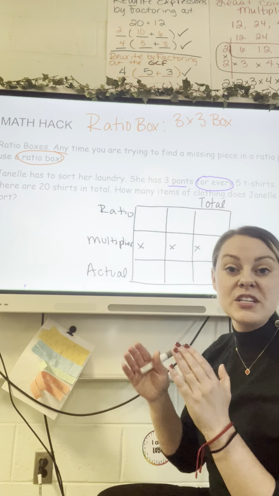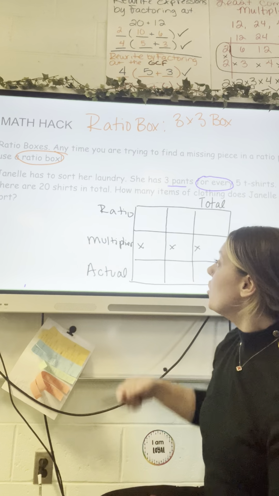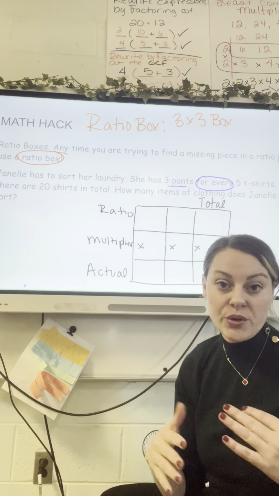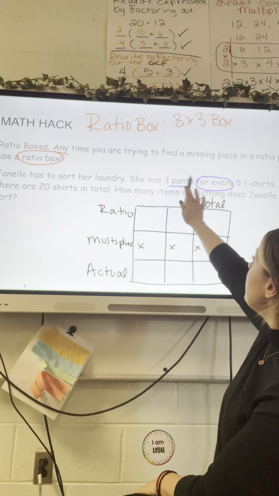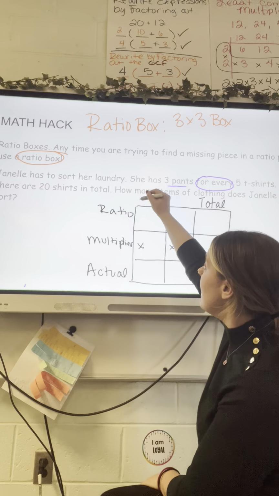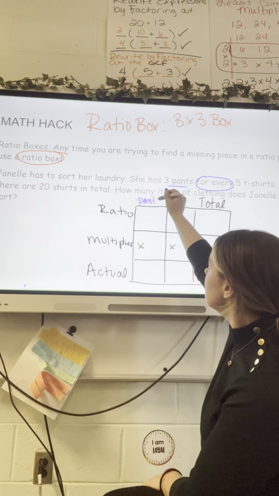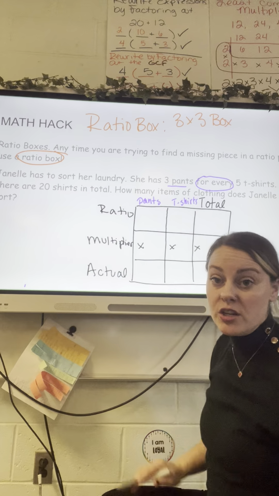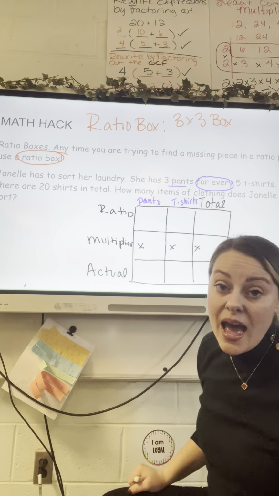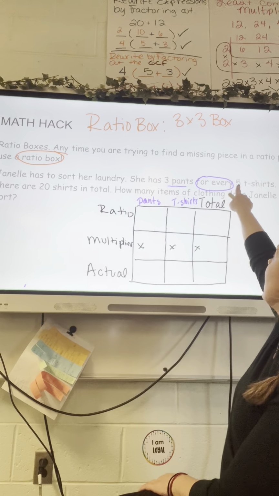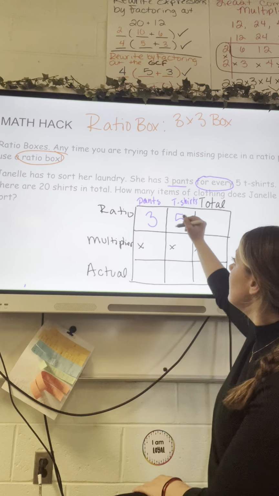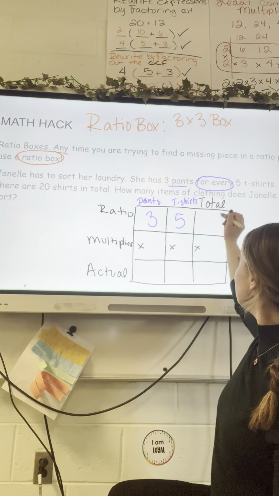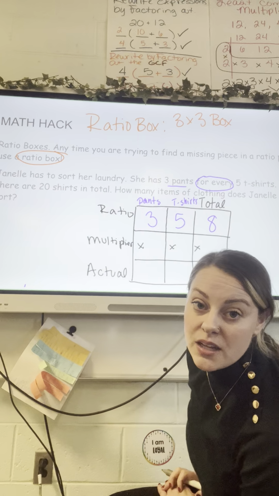So we are going to just plug in what we know. Right here, my ratio. What ratio did they give me? My basic ratio. They told me 3 pants and 5 t-shirts. So up here, I'm going to label this pants, and I'm going to label this t-shirts, because that's what my ratio is. And that ratio is 3 to 5. Now when I do this, I just add right on across. 3 plus 5 is 8.